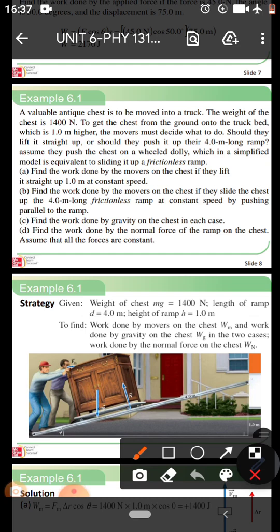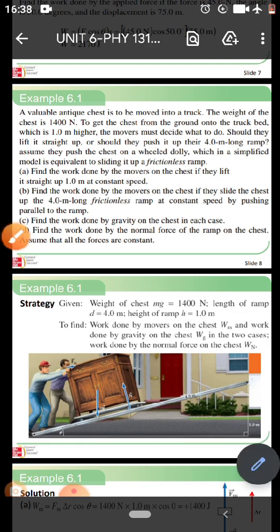So to find the work done by the movers on the chest. This is part A: find the work done by the movers on the chest if they lift it straight up. So we need the work done by the movers on the chest and the work done by gravity on the chest, two cases, and the work done by the normal. Okay, this is what we have to do.